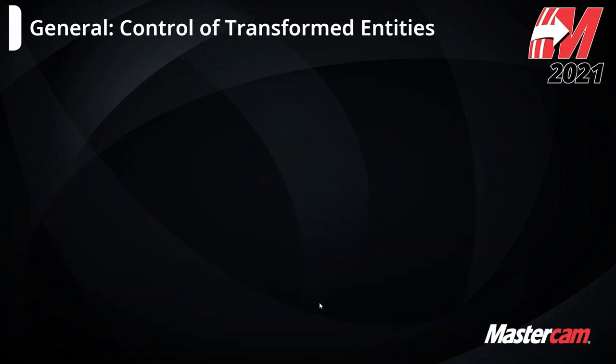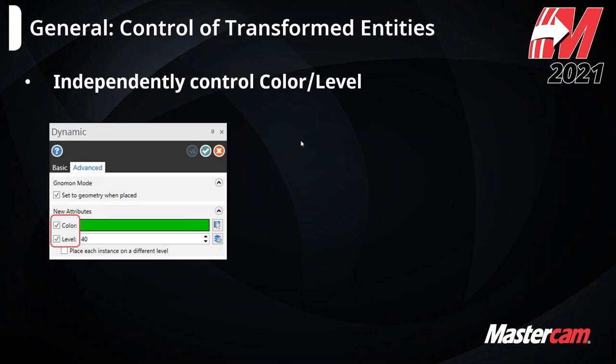You have additional control now of transformed entities. Anytime you do a transform command, if you go over to the advanced tab, you can independently control the color and the level as you're doing the transform, where before you'd have to do the transform, select the transformed geometry and modify it from there.